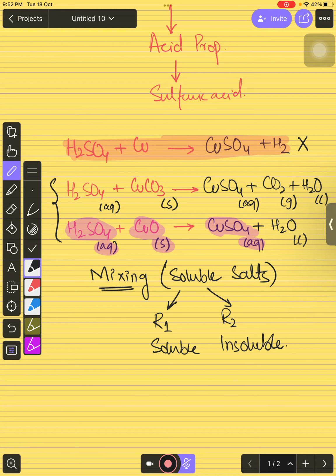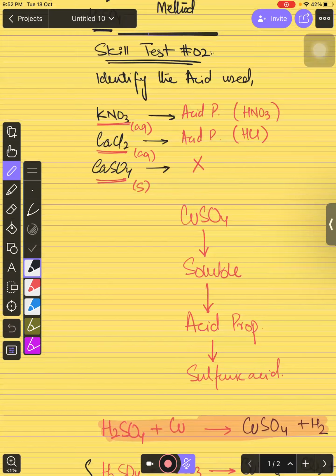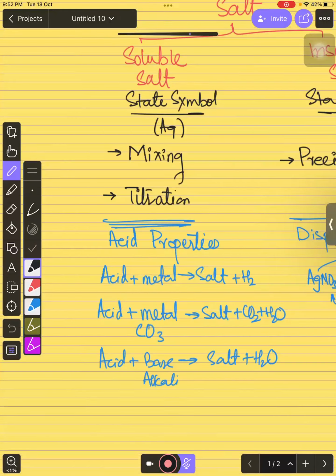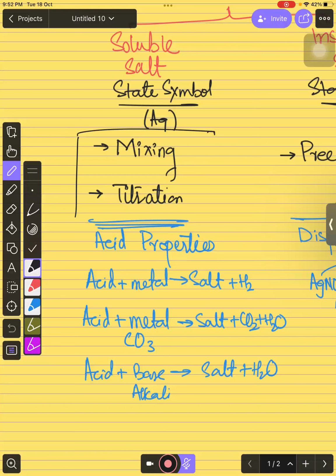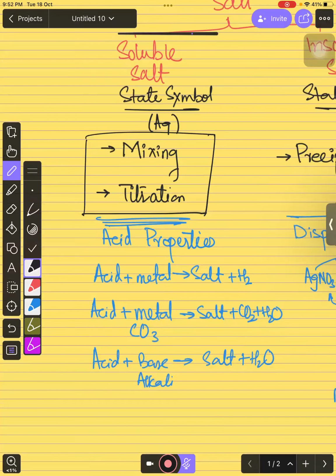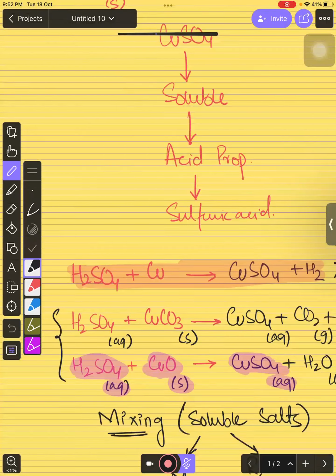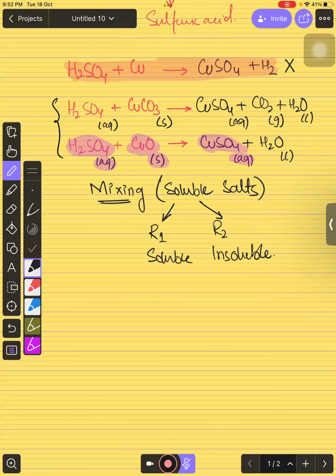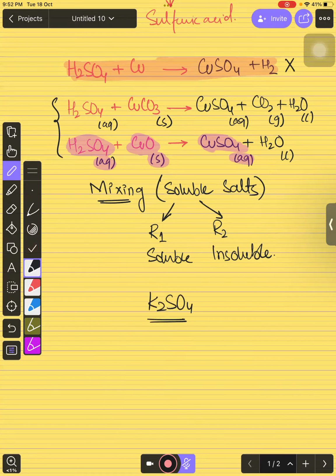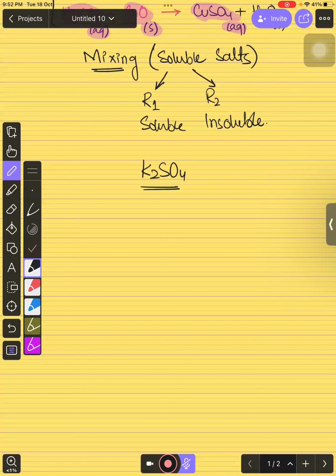Sir, what is mixing? Mixing is the method by which you can form soluble salts. You can see that we have two methods to form soluble salts. One is mixing and one is titration. So how can we identify which method to use? The way to identify is this: if out of the two reactants one is soluble and one is insoluble, then which do you use? Mixing. For example, if I were making potassium sulfate, I would definitely use sulfuric acid because it has the sulfate ion.